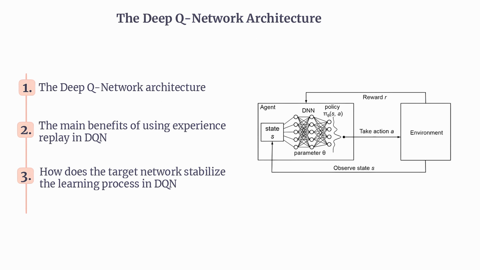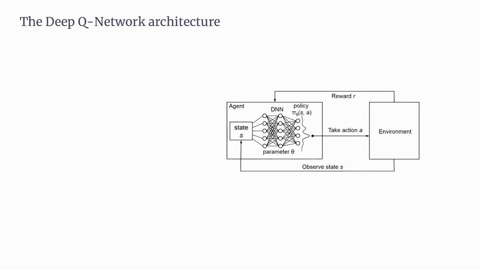The deep Q network architecture. The main benefits of using experience replay in DQN. How does the target network stabilize the learning process in DQN? Now, let's explore how deep Q network architecture achieves this.